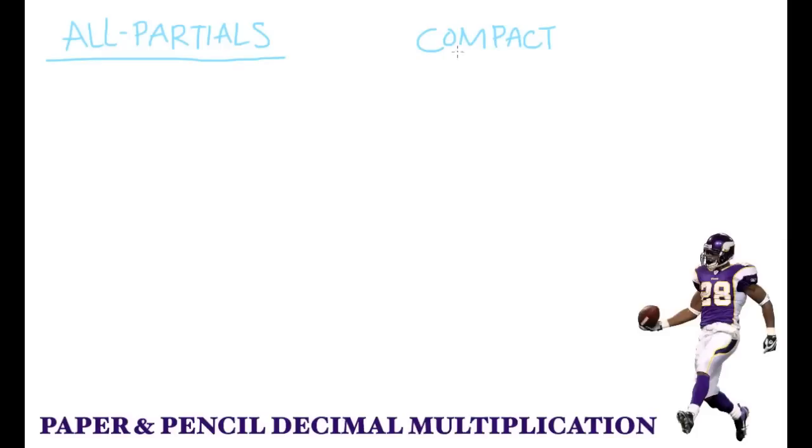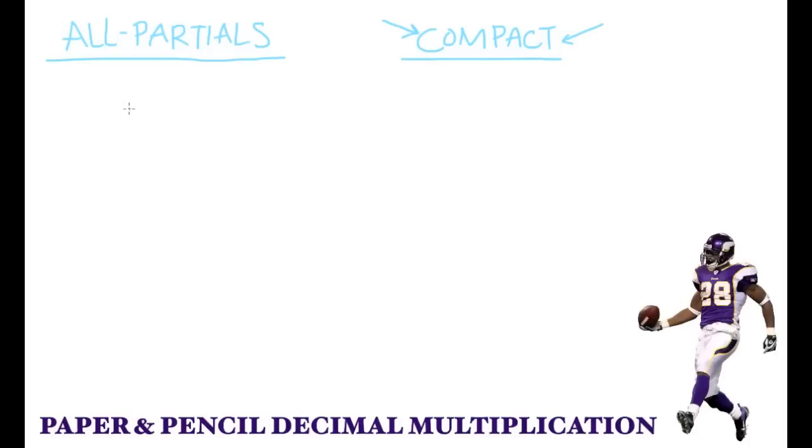Now the compact method is exactly what it says. It's more compact, it's more efficient. It's the one that I always choose because it just goes faster, and I like to be efficient with my math. But the all partials method makes everything really neat and organized. So whichever one you prefer is what you should use. That's kind of up to you. So the all partials method.